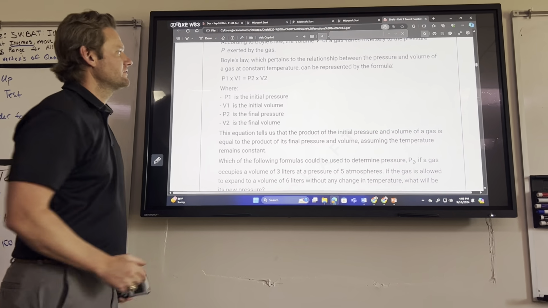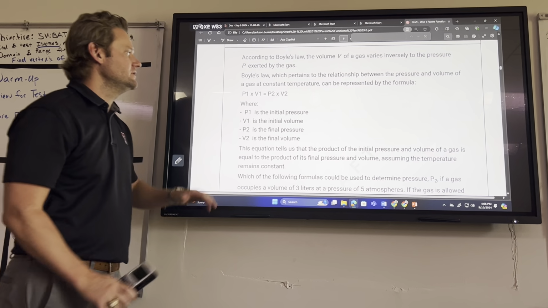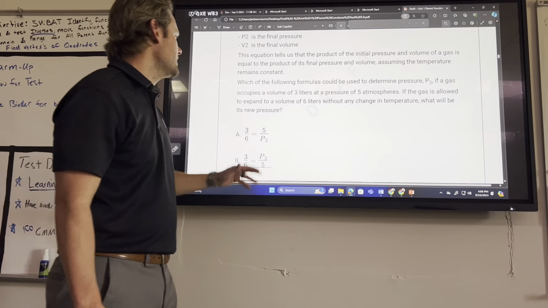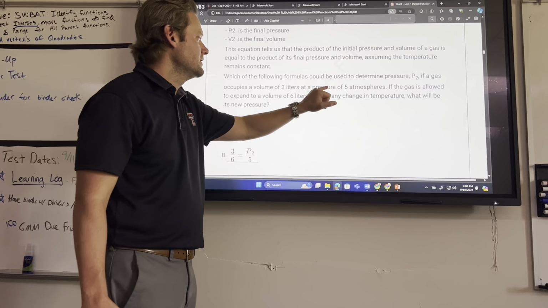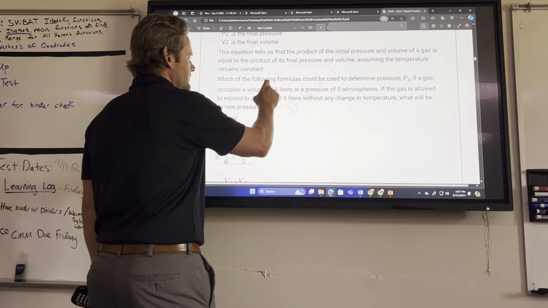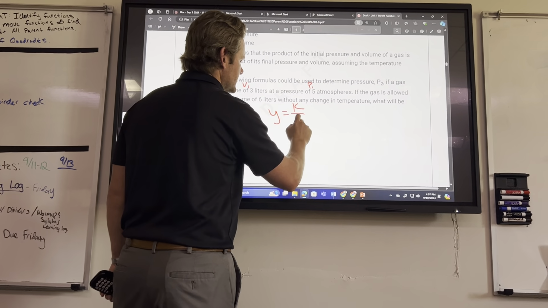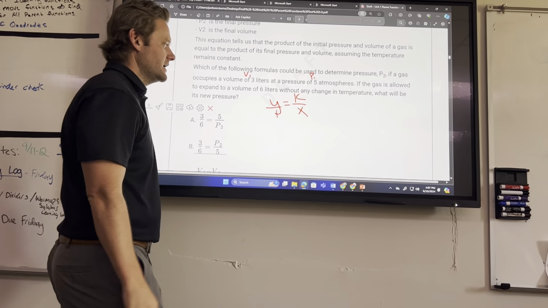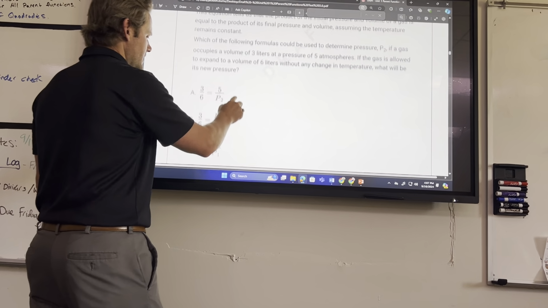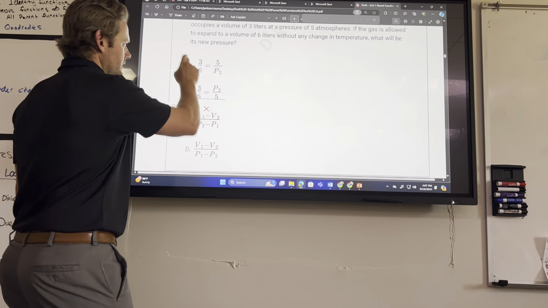So again, now we have the inverse proportional pressure law, right? P1 times V1 equals P2 times V2. Which of the following formulas could be used to determine pressure 2 if gas occupies a volume of 3 liters at a pressure of 5 atmospheres? So my V1, right? I gave you numbers. So here's my V1, here's my P1. They're inverse, right? So I'm thinking K over X. They need to be on opposite sides of those fractions. One needs to be in the numerator, one needs to be in the denominator. So as I look down here, okay, 3, 5, those are on the top, so that can't be it, right?